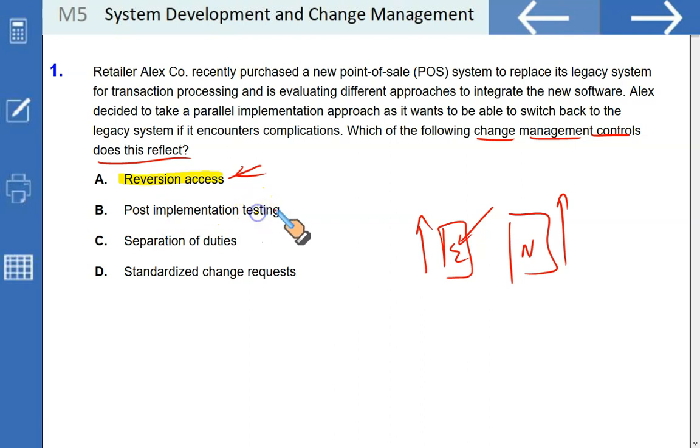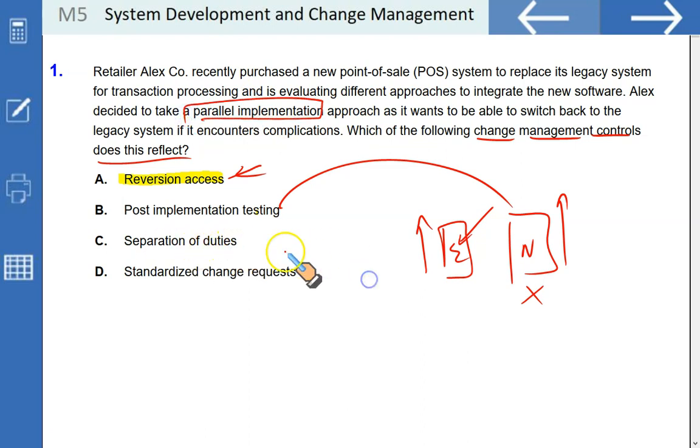Post-implementation testing involves, once the system has been installed, testing whether it is working fine. Once the older system has been replaced, testing the new one to see whether it is performing as per expectation. This is called post-implementation testing. We don't see this here. We are talking about the parallel implementation.